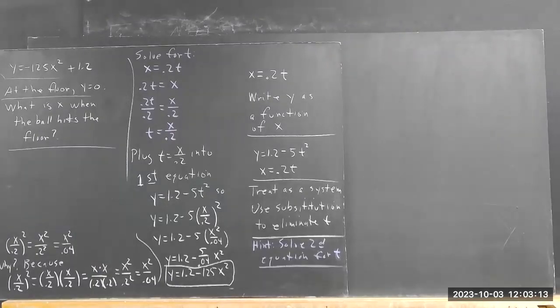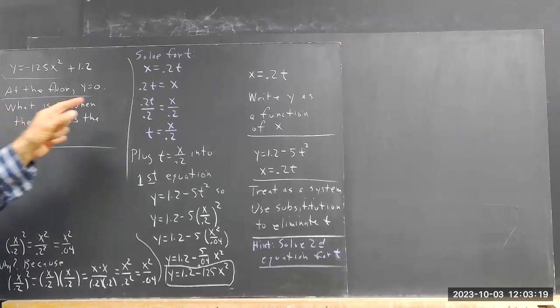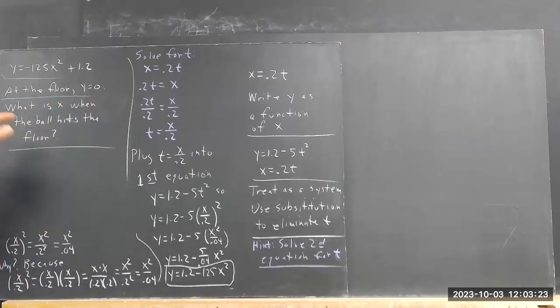Okay, now I gave you a big hint here. I said at the floor, y is 0. Then when I stated this, I started to say, what is x when y equals 0? And I said, no, I want you to think a little bit. What is x when the ball hits the floor? Well, I just told you at the floor, y equals 0, and there's our equation.